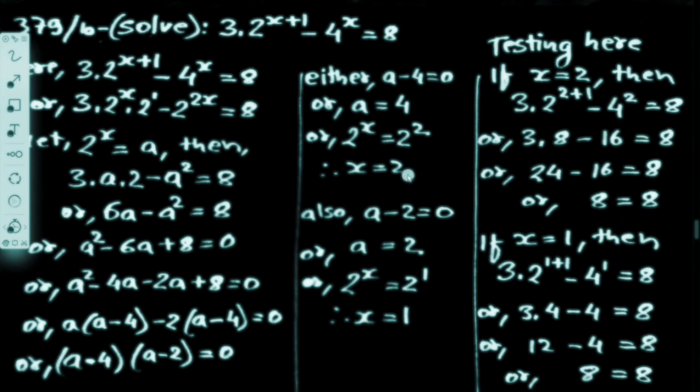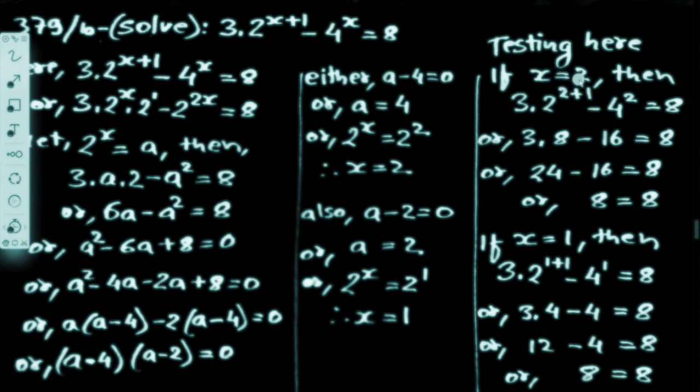Now test whether our answer is right or wrong. For testing, see here. If x equal 2, then in our first original equation, replace x with 2. Then 3 into 2 power 2 plus 1. Here x plus 1 means 2 plus 1. Also minus 4 power x means 4 power 2 equal 8. Or 3 into 2 power 3, 2 power 3 is 8. So 3 into 8 minus 4 power 2 means 16 equal 8. Here 3 into 8 is 24, 24 minus 16 equal 8.